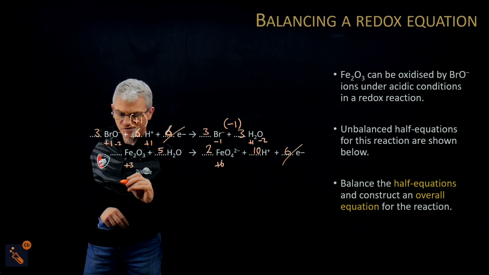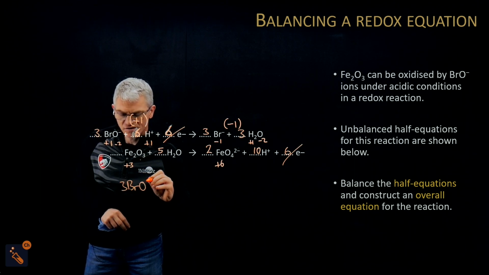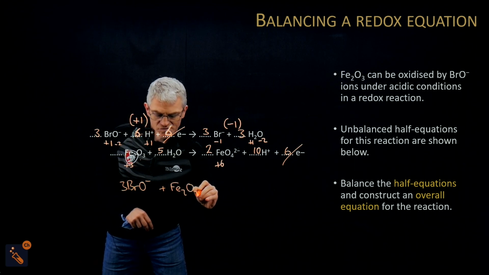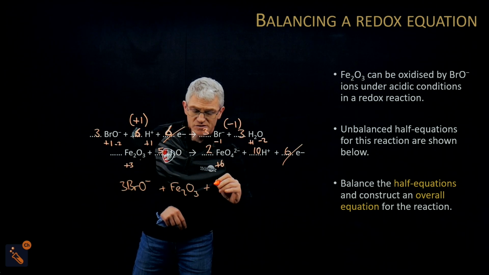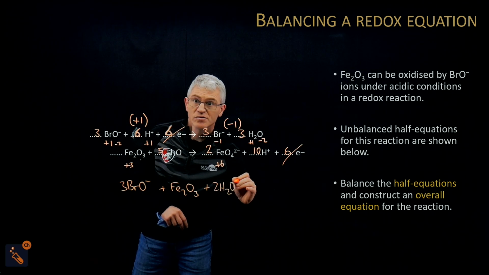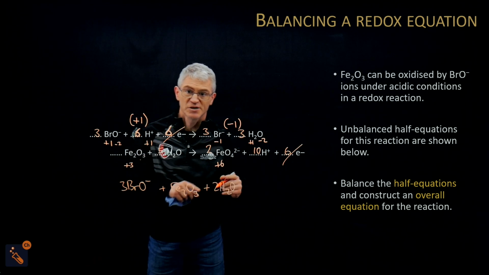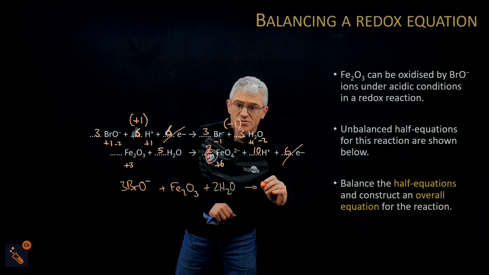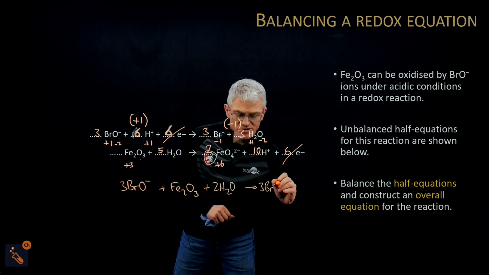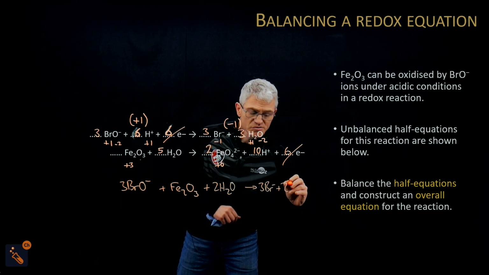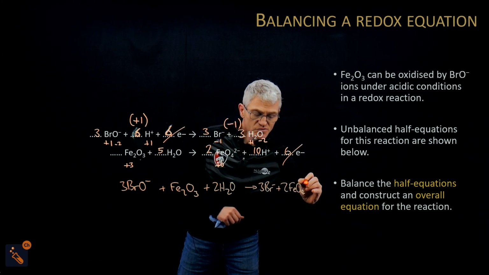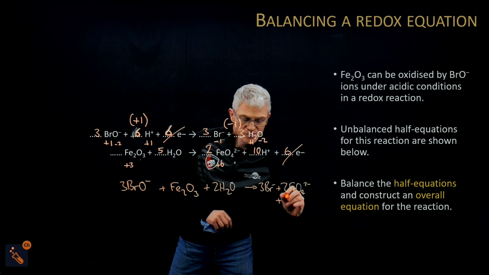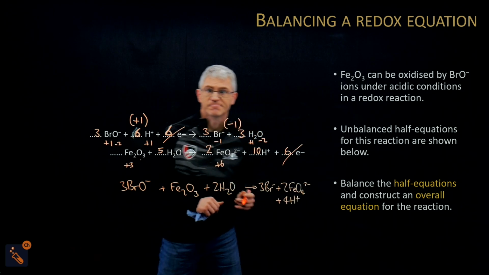Okay, so that means you have got 3BrO minus plus Fe2O3 plus 2H2O. Okay, and I'll explain the 2H2O in a minute, which then goes to 3Br minus plus 2FeO4 2 minus, okay, plus 4H plus.